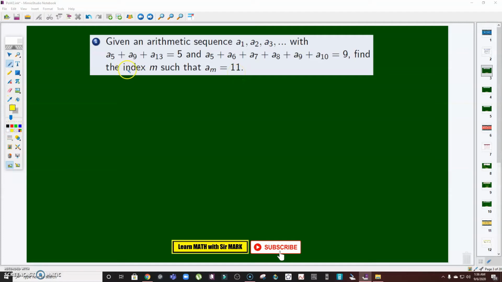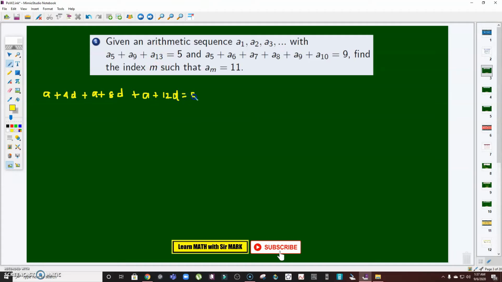At this point, we already know how to write a sub 5 in terms of a and b, right? In terms of the first term and the common difference. So we can write a sub 5 as a plus 4b, while a sub 9 can be written as a plus 8b, and a sub 13, or the 13th term, is a plus 12b.